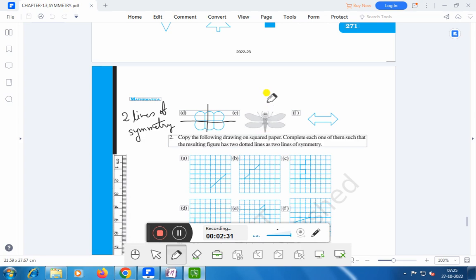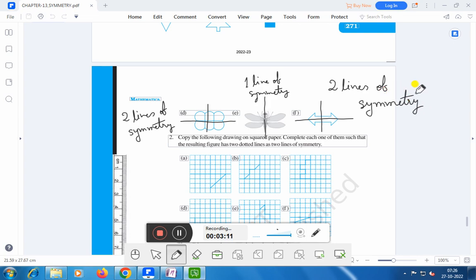Right? And in question number E, we have only one line of symmetry, that is vertical. It is one line of symmetry. In the case of F, here you see, if we draw, it is a horizontal line of symmetry, and this is vertical line of symmetry, that is 2 lines of symmetry. Two lines of symmetry, right?